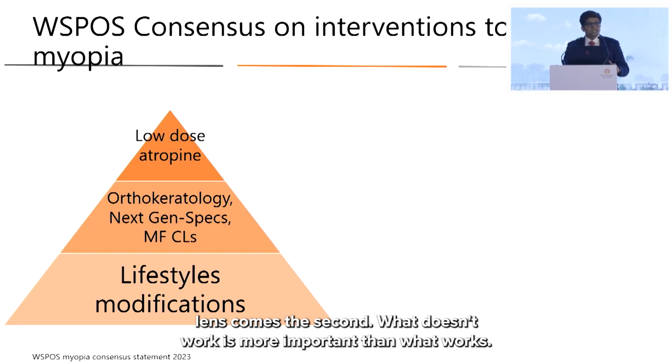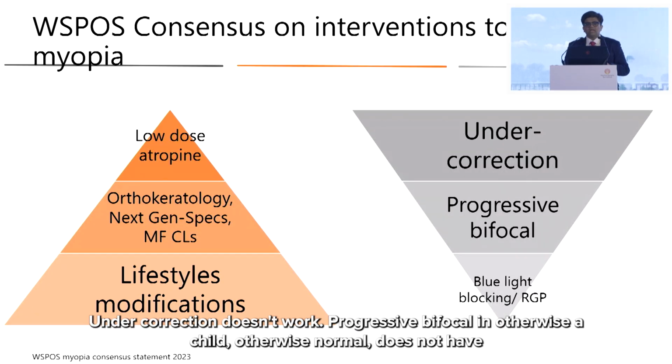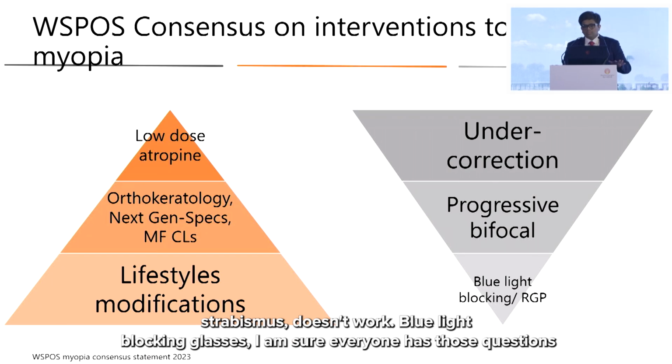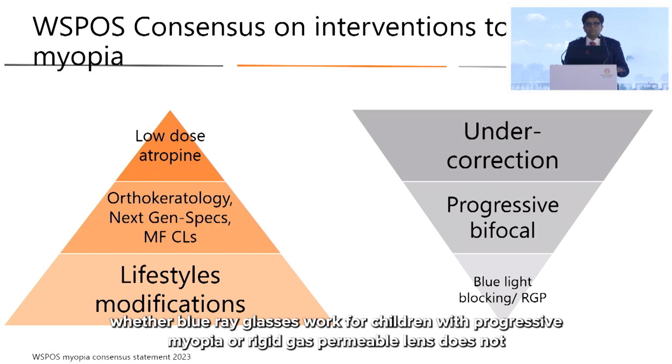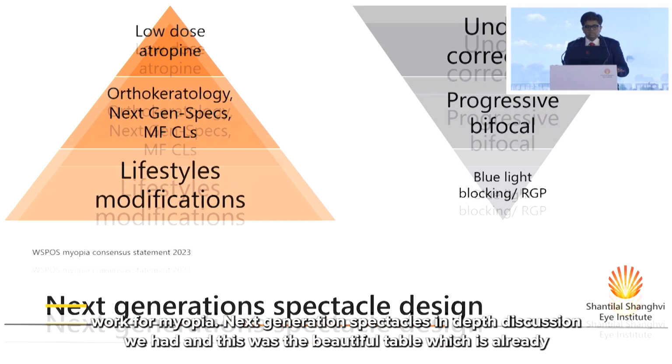What doesn't work is more important than what works. Undercorrection doesn't work. Progressive bifocal in an otherwise normal child who does not have strabismus doesn't work. Blue light blocking glasses, I'm sure everyone has those questions whether blue light glasses work for children with progressive myopia, or rigid gas permeable lens, do not work for myopia.